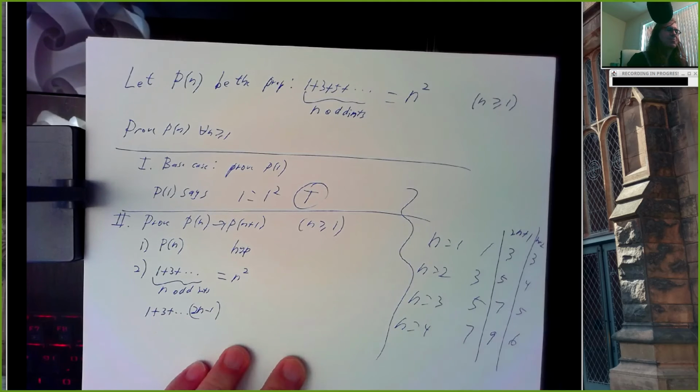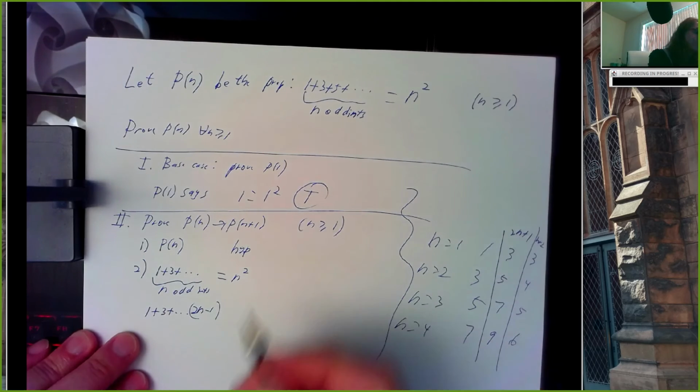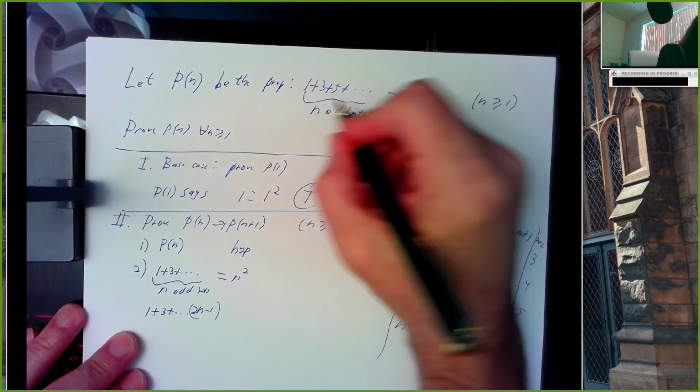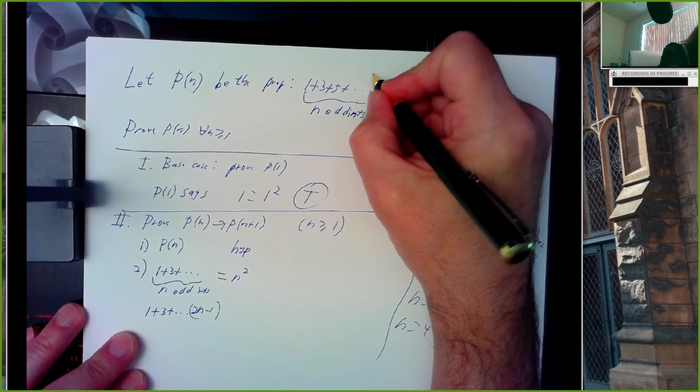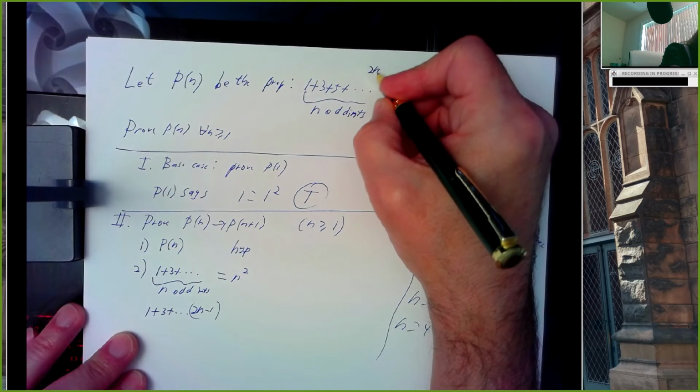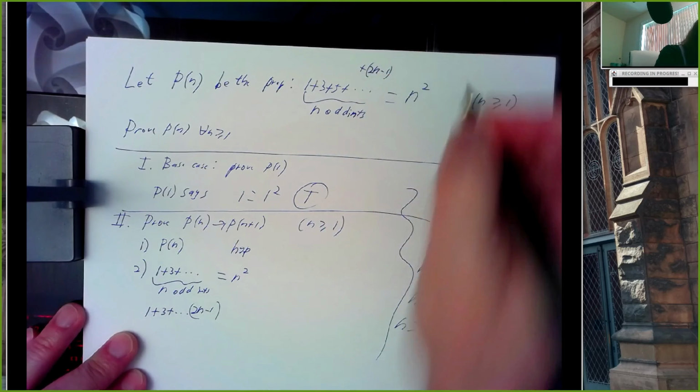8 minus 1, 6 minus 1, and so on. So P of n I'm going to write as a proposition that if we add the numbers from 1 up through and including 2n minus 1, we end up with n squared.